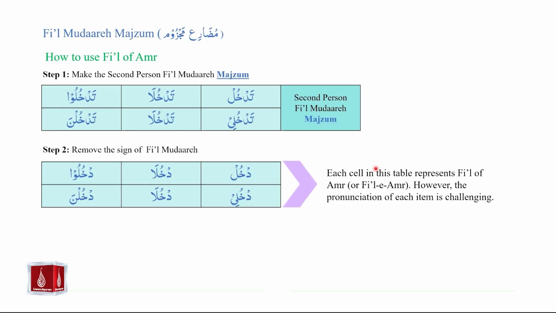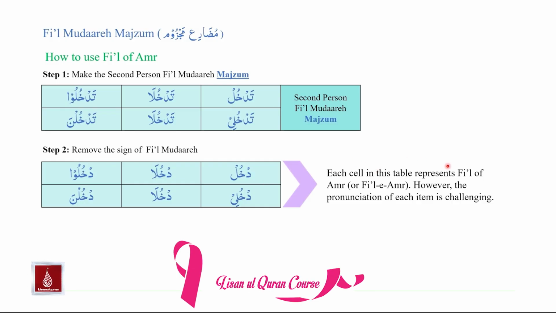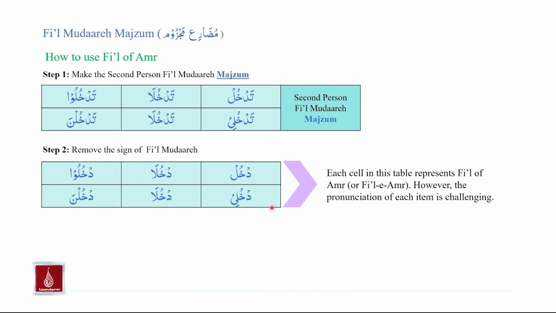Please note that each cell in this table represents fi'il of Amr or fi'il Amr. But as we have already noticed, the pronunciation of each cell is very challenging. We have the first harf which has a sukoon on it, and that makes the pronunciation of each cell very difficult.